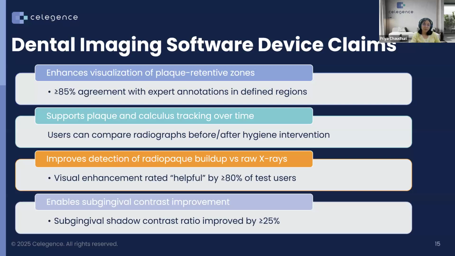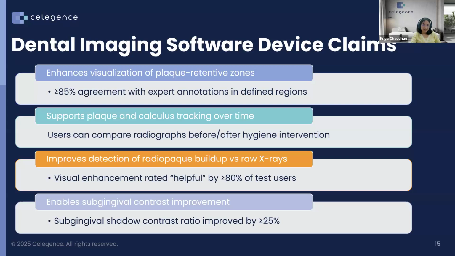And then it improves detection of radiopaque buildup versus raw X-rays. So this claim focuses on contrast enhancement, which we were talking about with the comparative study, if the manufacturer has done something internally, or we can gather the data through literature. For example, for supporting the studies, let's say more than 80% of test users rate the enhanced versions as more helpful in identifying the potential buildup.